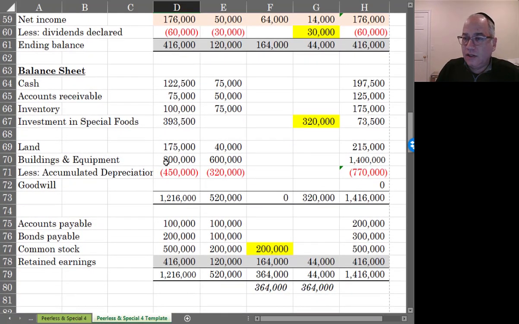Next, let's work on the balance sheet. This is what we have so far in the balance sheet, and we need to do our individual write-ups.